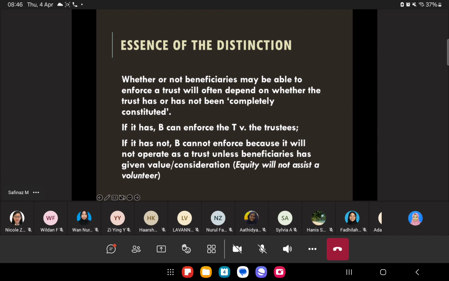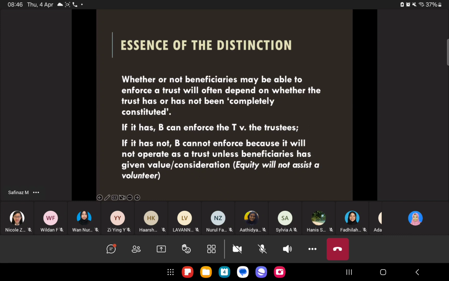So that is the difference. A volunteer is a person who has not given consideration. It means if you receive something and you give no return, no money or any kind of consideration, then you are considered as a volunteer. If you have given some kind of consideration, it is not just money. If you have given some kind of consideration, then you are no longer a volunteer. If you are no longer a volunteer, the maxim equity will not assist a volunteer will not be applicable, and therefore the beneficiary can enforce the incomplete trust.